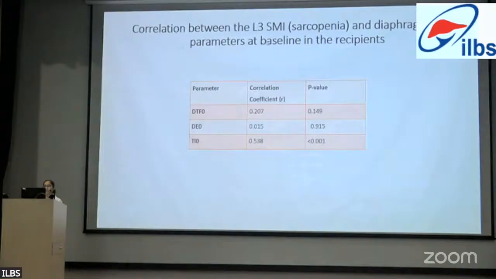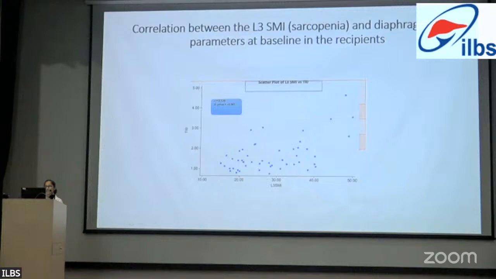And on correlation between the L3SMI, that is sarcopenia, and diaphragmatic parameters, we could find that time for peak excursion gave a positive correlation with a statistical significance of less than 0.01. And this is the correlation graph, that is a scatter plot, explaining the same.